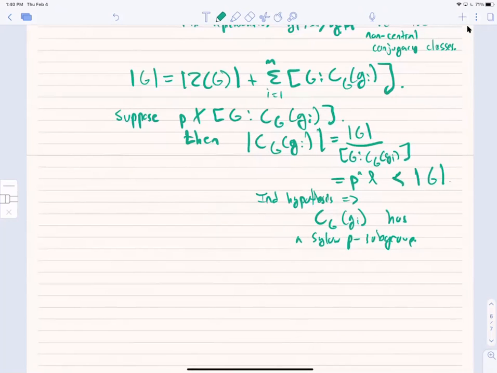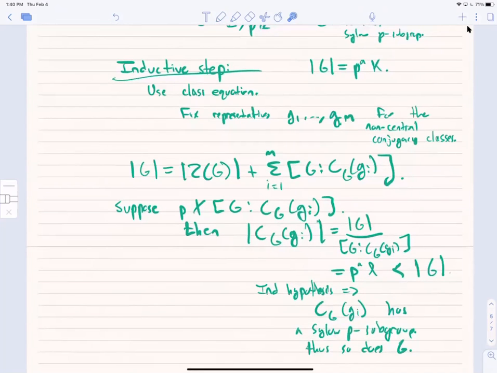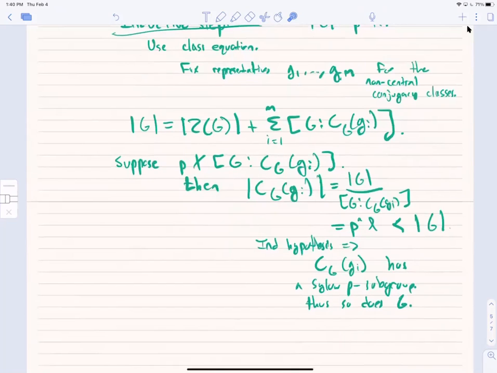Thus so does G, because a Sylow P subgroup of the centralizer is just a subgroup of order P to the A, but a subgroup of order P to the A in here is also a subgroup of order P to the A in G, which is a Sylow P subgroup of G.